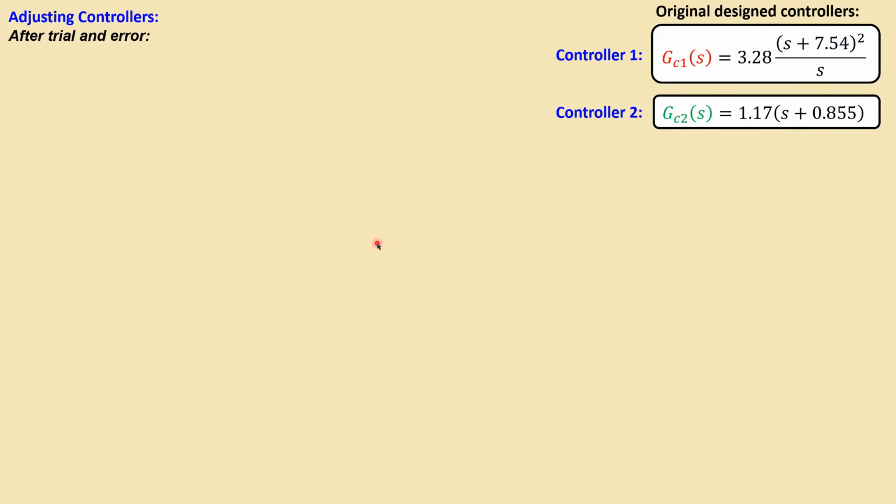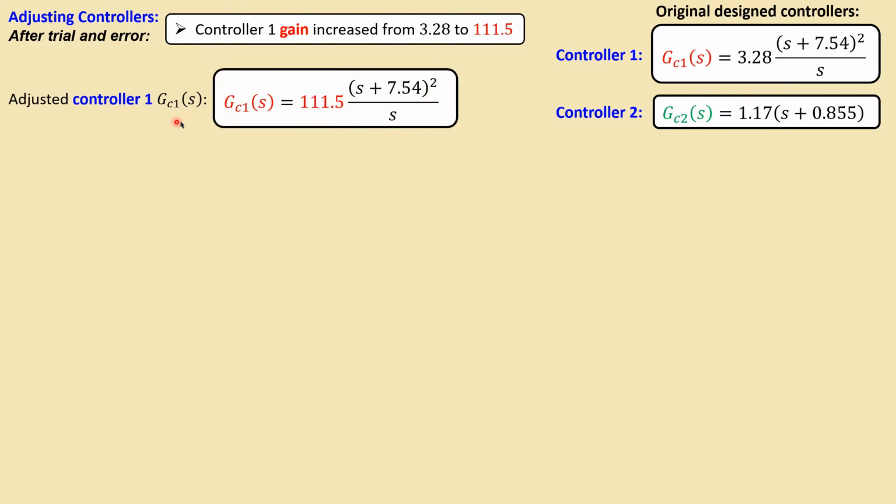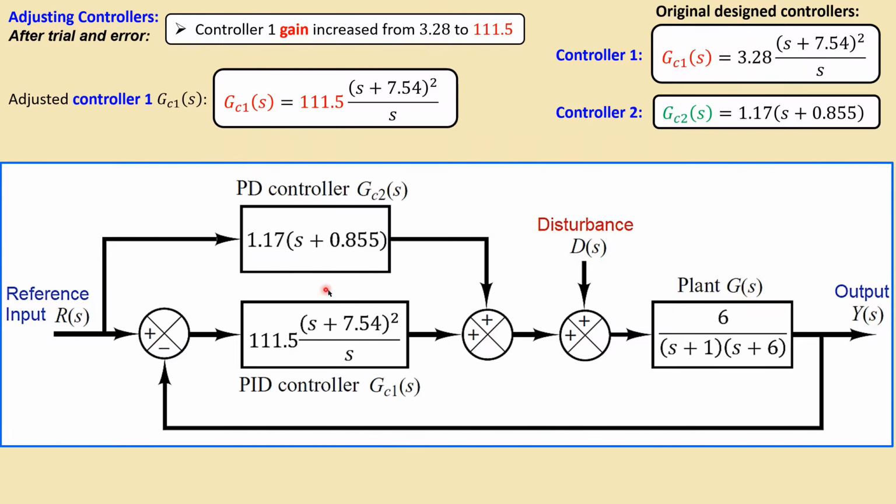Now after trial and error in the Control System Designer tool in MATLAB, I have increased for controller 1 just the gain from 3.28 all the way to 111.5, which is of course quite a lot of increase, but that was already enough to do the job. Controller 1 is adjusted and controller 2 is not adjusted, that is exactly the same. So this is the only change I will make as a tuning: the gain of controller 1 increasing from this value to that value. Controller 2, the PD controller, will stay the same, but controller 1 will have a much larger gain.